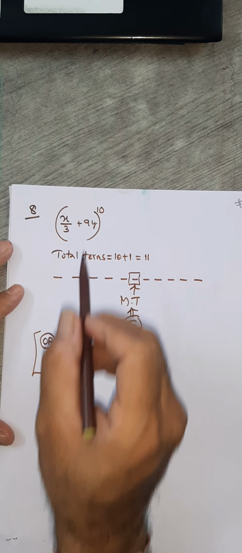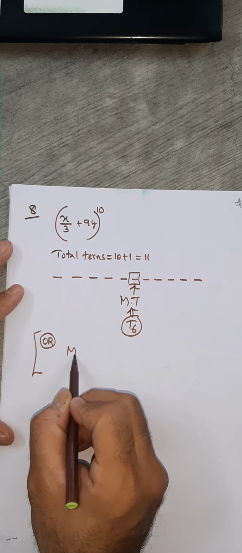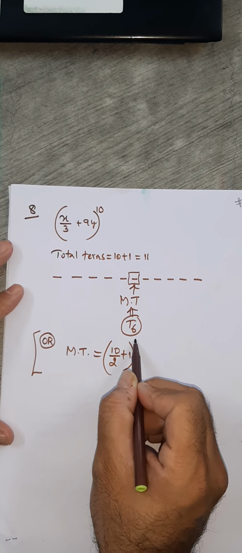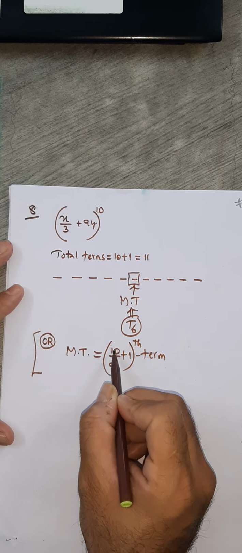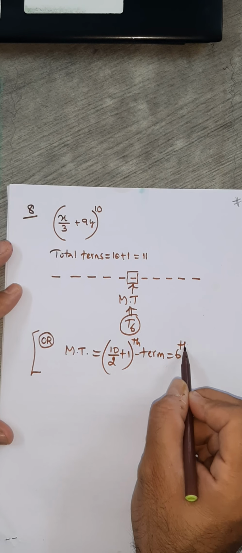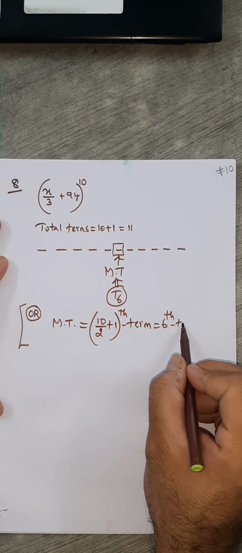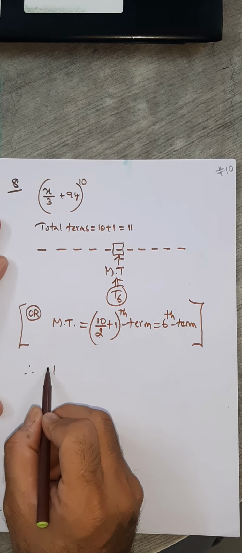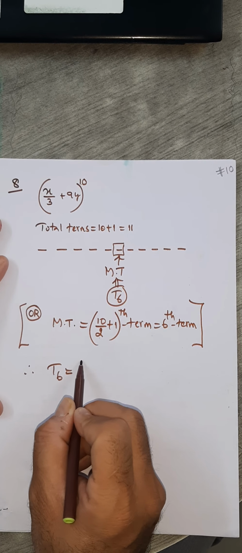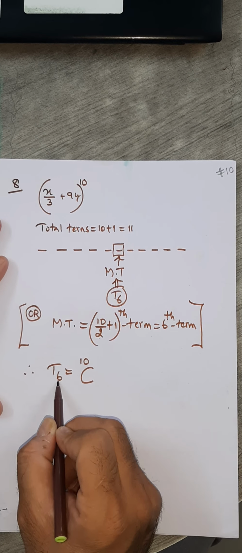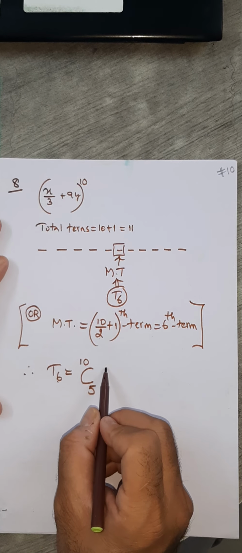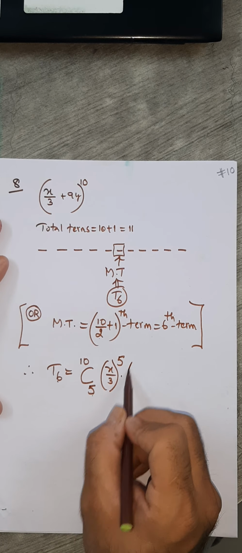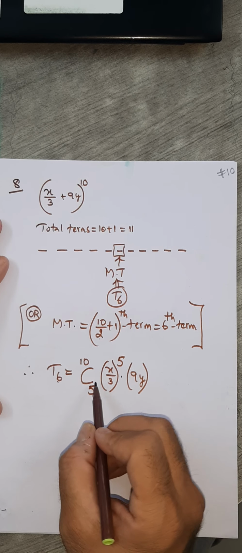How do we get it? If it is an even number, you directly do half of it. So 10 by 2 plus 1th term. And what is this? 10 by 2 is 5 plus 1, which is the 6th term. That's what I've written here. This I did by formula, remember. If you want to do it this way, you can. Otherwise, directly like this. So you want to get T6. What's the formula for this? nCr. So 10C, 1 less here, which is 5. A. What is A? x by 3. The difference of these two, 5. What is B? 9 into y and this power.